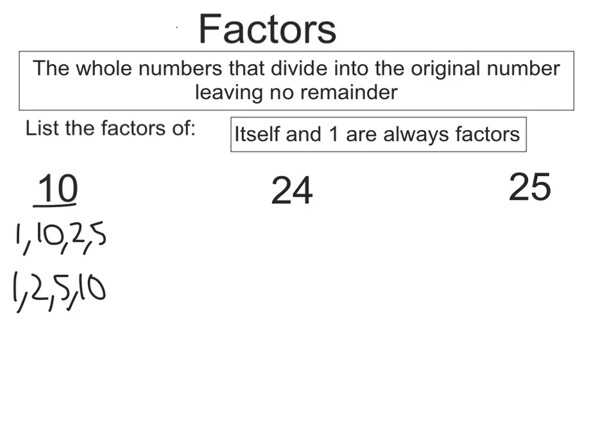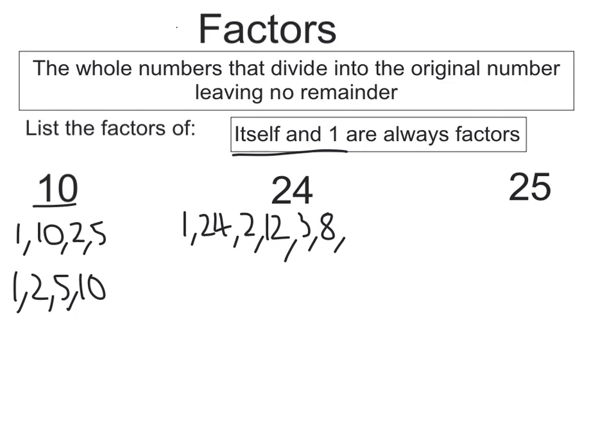Let's try 24. Well, as we've written here, 1 and itself must be a factor, so 1 and 24. Now I see if 2 divides into it. Well, 24 divided by 2 is 12, so that must mean that 2 times 12 is 24, so they must be both factors. Does 3 divide into it? Yes, it does. And we get 3 and 8, because 3 times 8 is 24, so they're both factors.